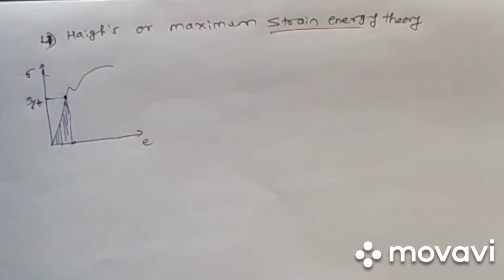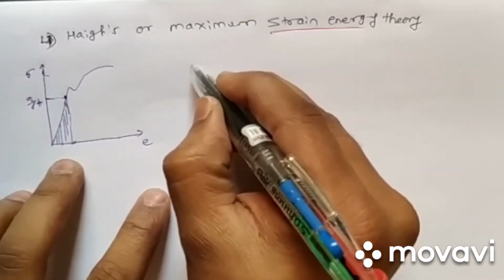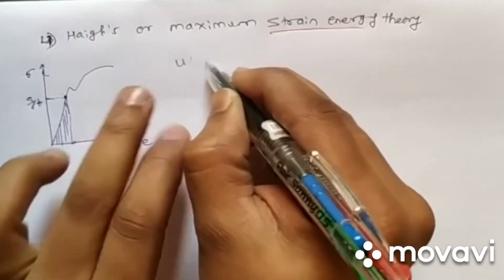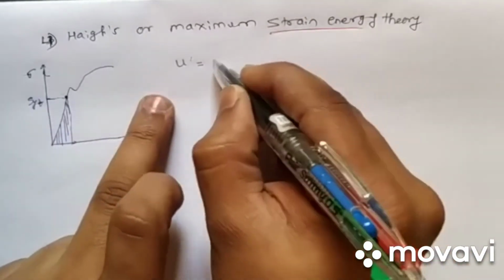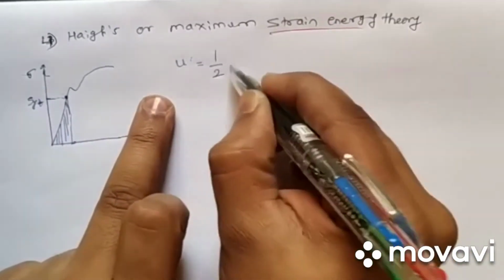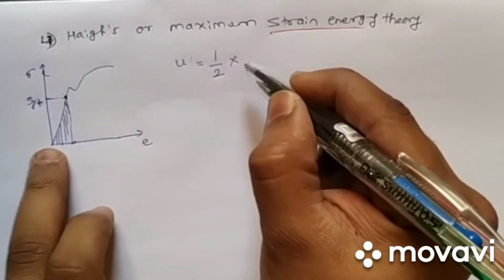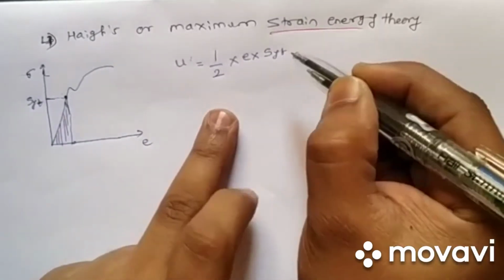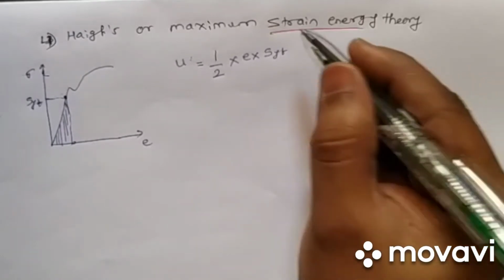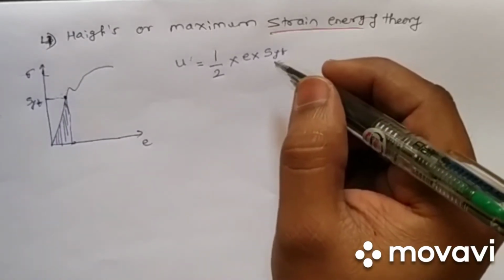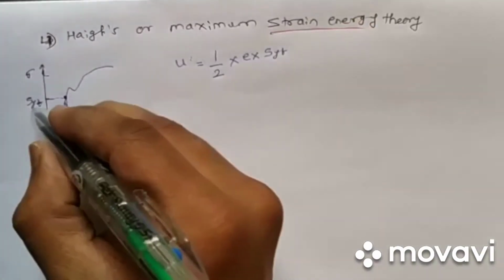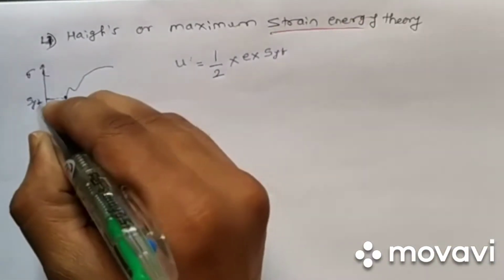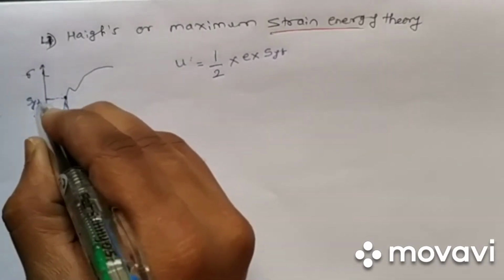Now let's find out the strain energy per unit volume. It is per unit volume, and it is nothing but the area under the curve. So it is a triangle, so 1/2 into base into height. SYT, that is nothing but the sigma. Let's consider it as sigma, so it is the stress at this point.